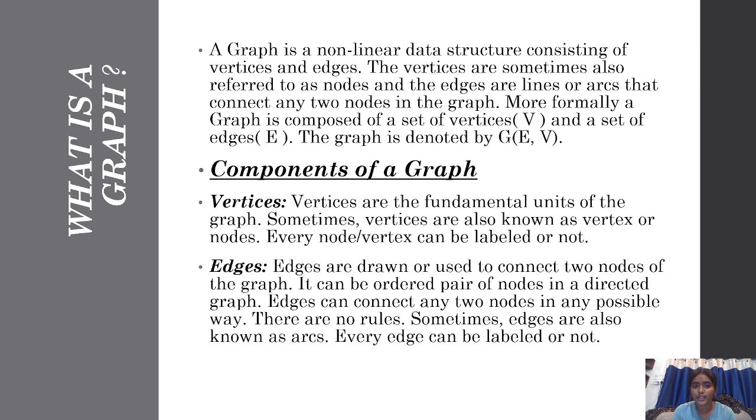So what are the components present in the graph? Vertices. Vertices are the fundamental unit of a graph. Sometimes vertices are also known as vertex or nodes. Every vertex or node can be labeled or not. Edges. Edges are used to connect two nodes of the graph. It can be an ordered pair of nodes in a directed graph. Edges can connect any two nodes in any possible way. There are no rules. Sometimes edges are also known as arcs. Every edge can be labeled or not.